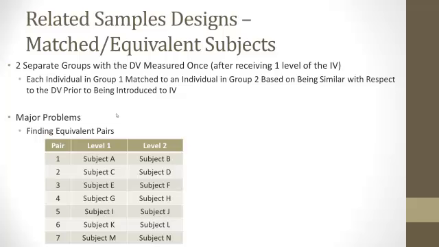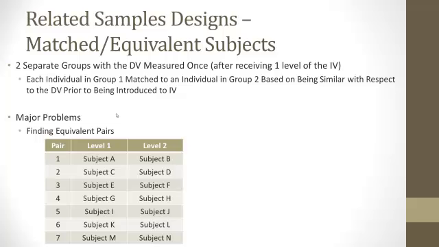Now, the second major type of related samples design is the matched or equivalent subjects design. So this is when you have two separate groups. Each person in each group is only measured on their dependent variable one time, and each person only receives one level of the independent variable. But the major difference here is that each individual is matched to somebody else in the study based on their current level of the dependent variable or based on something very closely related to the dependent variable. So in other words, you want to find equivalent pairs so that you can technically treat each pair of subjects as the same person.